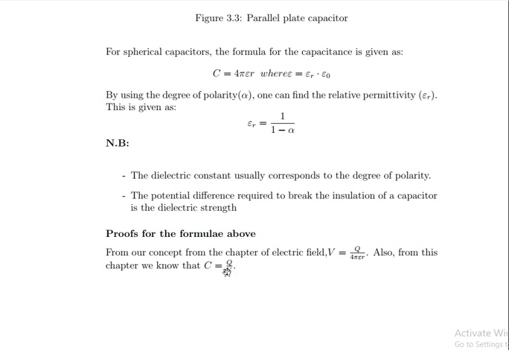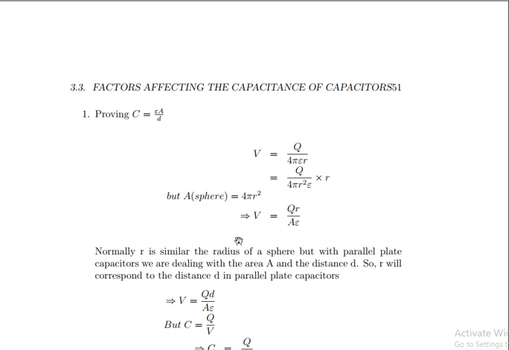This is the formula for the electric potential that we had in electric field. And we also know that the capacitance that we visualize in this chapter is equal to the charge per unit voltage. Now when we want to prove the formula C equals epsilon A all over D, we note that V is equal to Q all over 4 pi epsilon R.